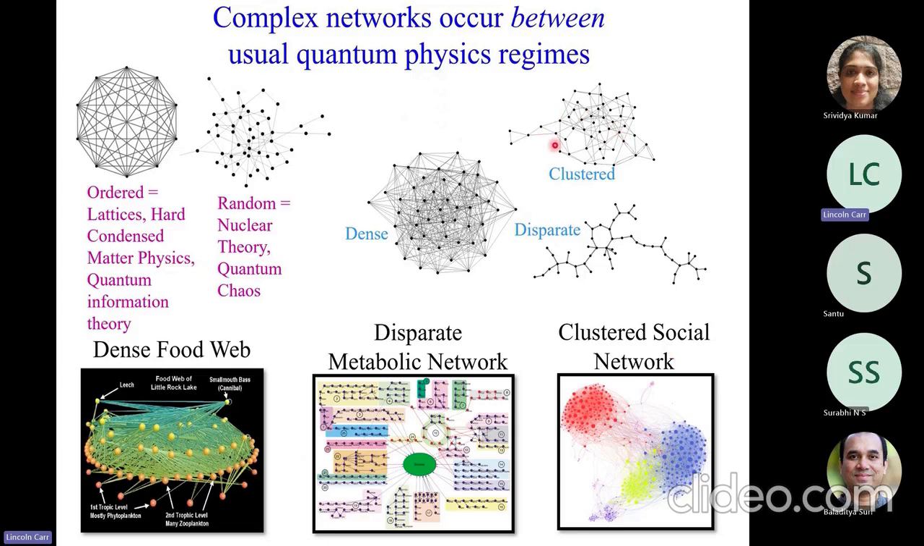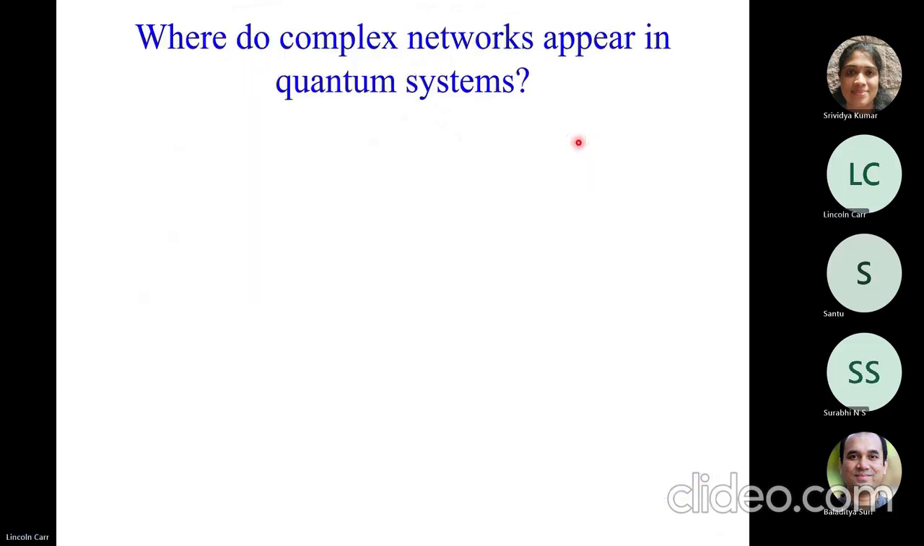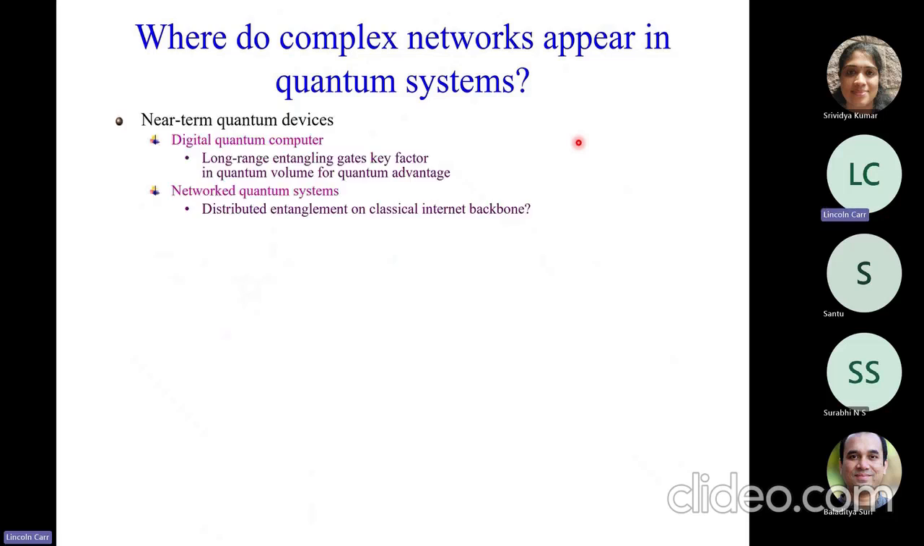This is sort of what a clustered network would look like before human identification. But you can use it to determine where your friends are and where key people are, that kind of thing. Okay, so those sorts of ideas are so common all over biology, social systems, economics, all kinds of physical systems. Where are they appearing in quantum systems, right? Well, the first place they appear as a practical matter is very near-term quantum devices.